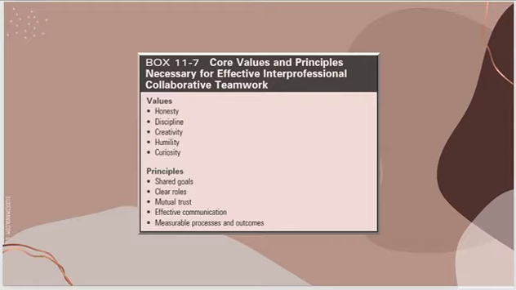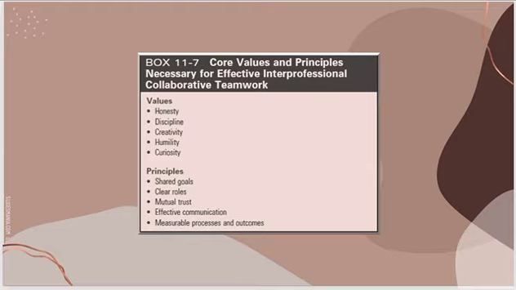So we have some core values and principles that help us be effective in interprofessional collaborative teamwork. And when you read this list, it probably seems pretty obvious, most of these. As far as values go, we have honesty, discipline, creativity, humility, and curiosity, right? We're curious about what's happening. We want to try something new.